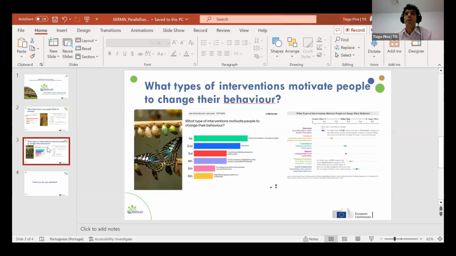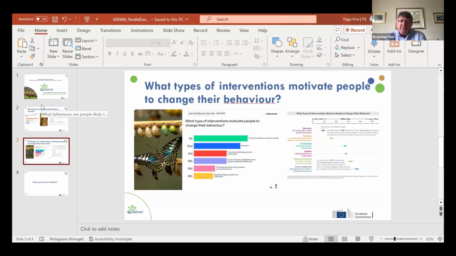Then we asked the participants what types of interventions motivate people to change their behavior, and here the study and the responses from the participants are quite different. In the study, education is not so important to change people's behavior, but in our small group, education was the second most important action.